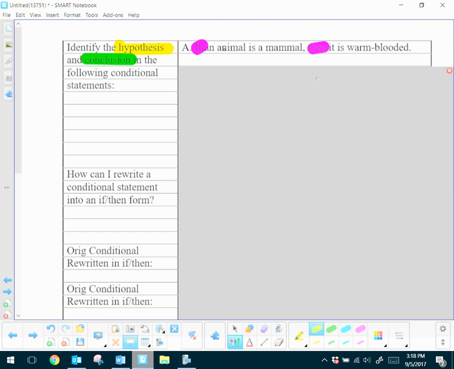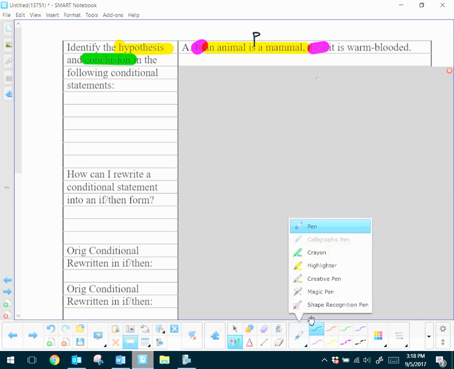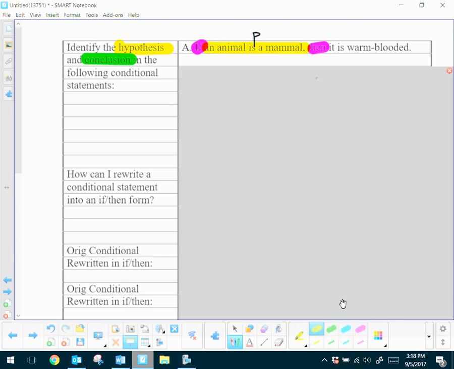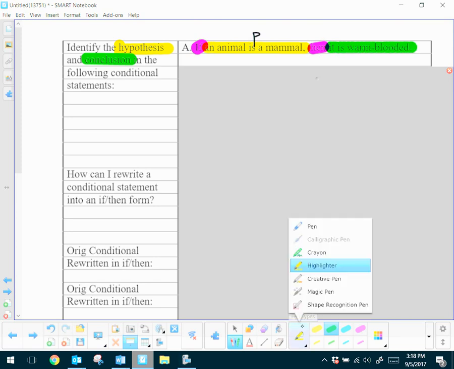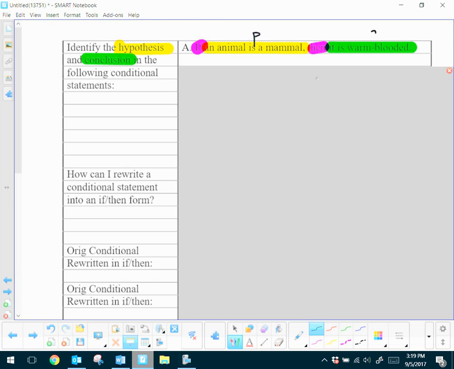Based on the front of my sheet, I know whatever comes after if will be my hypothesis. So I'm going to highlight that an animal is a mammal in yellow, and I'm also going to put a P above it to remember the symbol for hypothesis, because that'll become very important, particularly next block. Then I'm going to take the other color and highlight what comes after then, because whatever follows then will always be my conclusion. And then I'm going to put a Q above it, and now I see where my P and my Q are. That's what we're looking for in these examples.